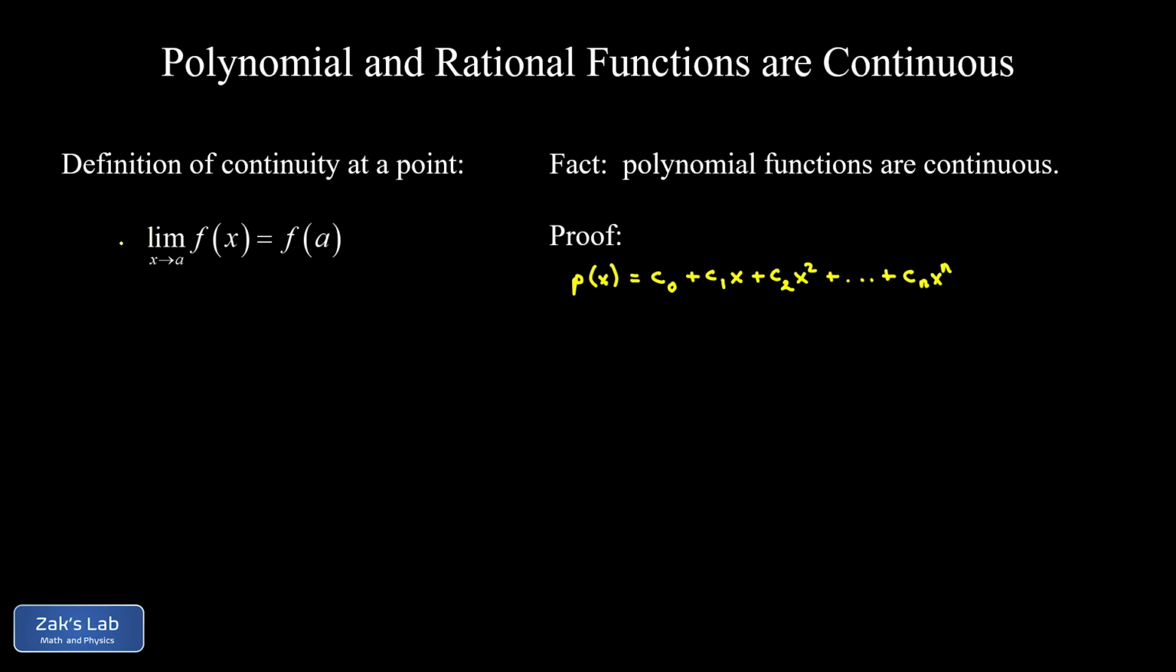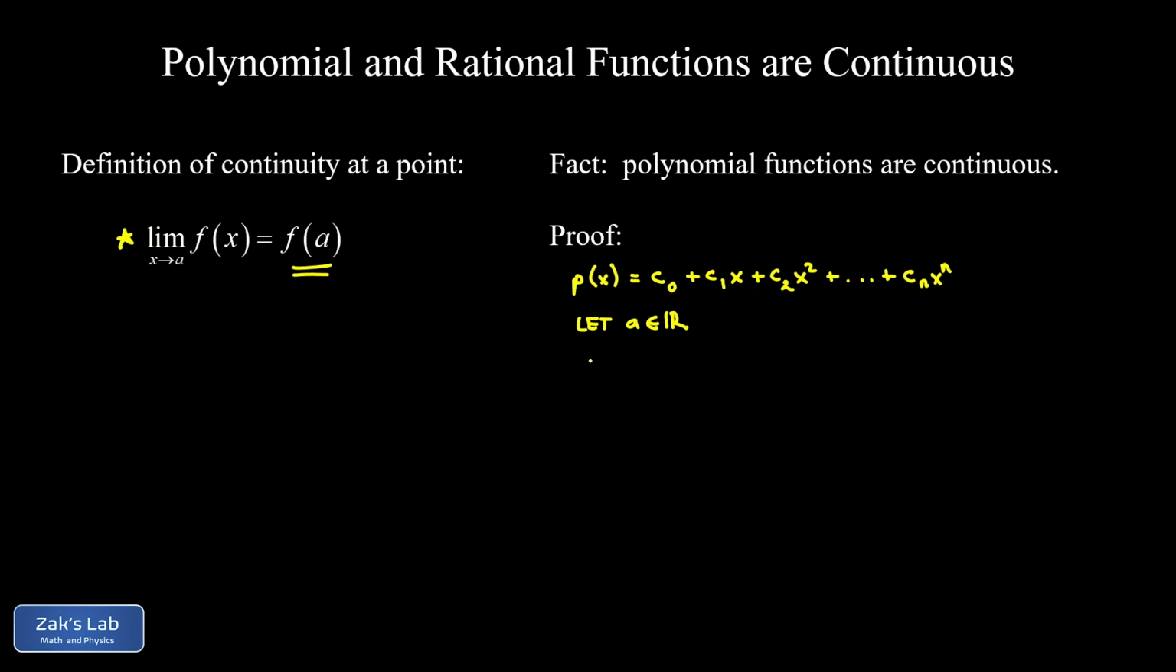Now we want to apply our definition of continuity at a point. So we're going to take the limit as x goes to a of this polynomial function, and we're going to attempt to show that that's equal to p evaluated at x equals a. So I suppose we should say that a belongs to the set of real numbers. It's just some arbitrary real number.